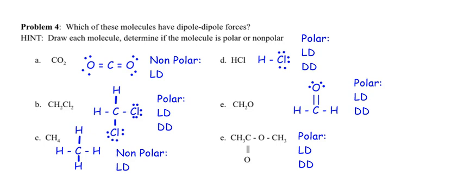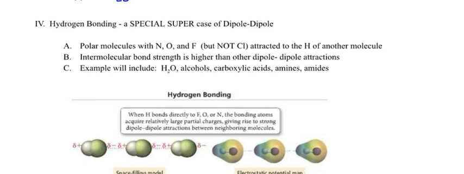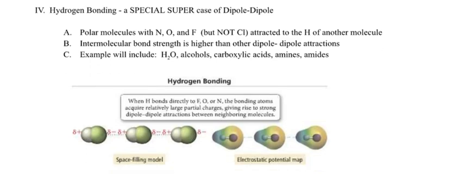This is hydrogen bonding. All right, it is a super-duper case of dipole-dipole. It's like dipole-dipole on steroids. All right, and there is a special requirement for hydrogen bonding. They are polar molecules with nitrogen, oxygen, and fluorine attached to hydrogen. It has to have an H and an N, an H and an O, or an H and an F. The H has to be directly on the N, O, or F, all right?